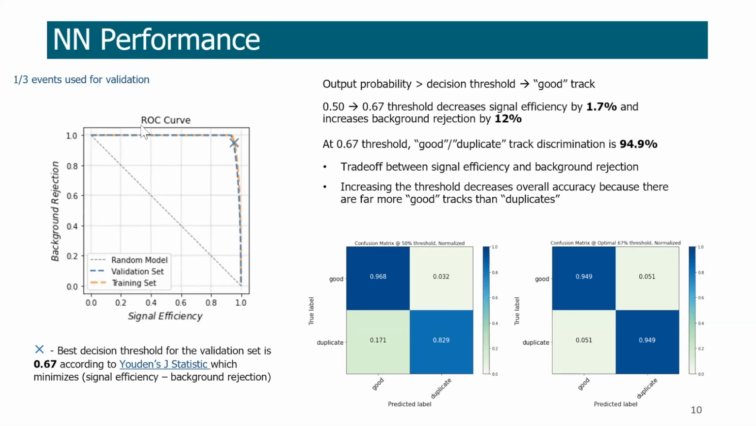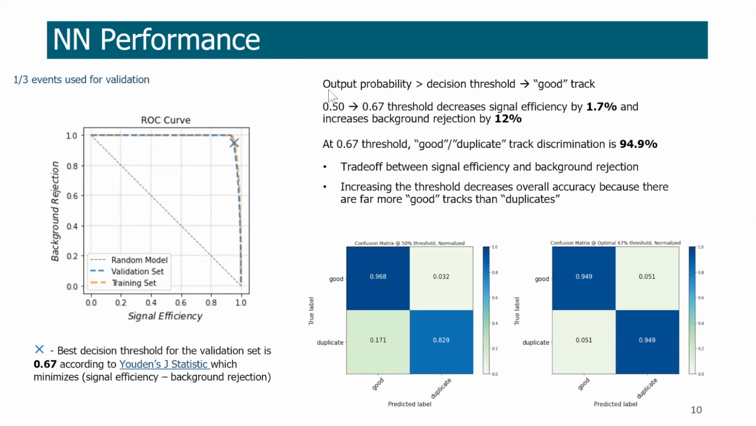So here, the receiver operating characteristic curve. It displays the signal efficiency, where a signal represents good tracks, versus background rejection, where background would represent duplicates. And here you can see that the ROC curve for the training and validation set are very similar, which means that the model is not overfit on the training data. Also, this steep shape of the curve means that the majority of output probabilities are either very close to 1 or close to 0. So in other words, for most tracks, the neural network is quite sure that a track is a duplicate or a fake.